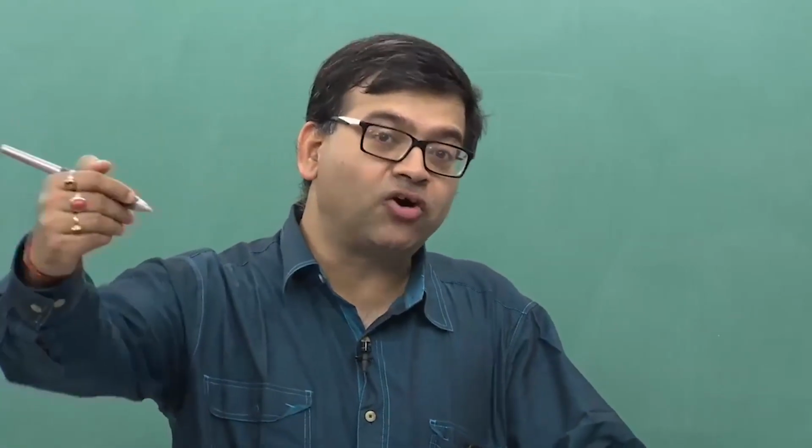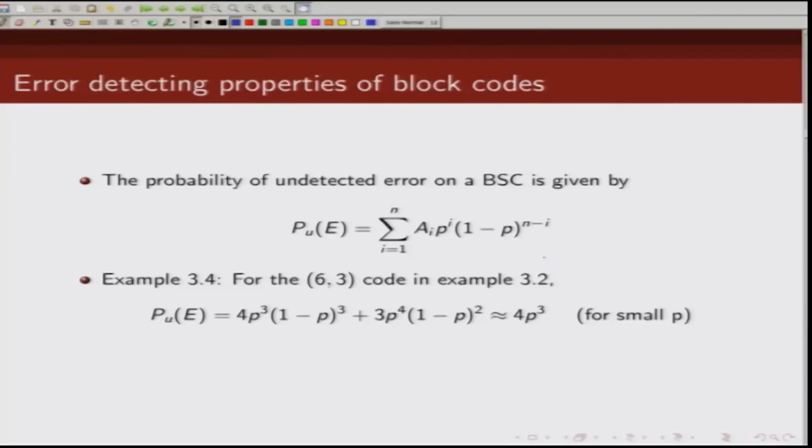So, without loss of generality, let us assume that we sent an all 0 code word, and at the receiver you received any other non-zero code word. So, if I send an all 0 code word at the transmitter and at the receiver you receive any other non-zero code word, then that will be the case of undetected error.